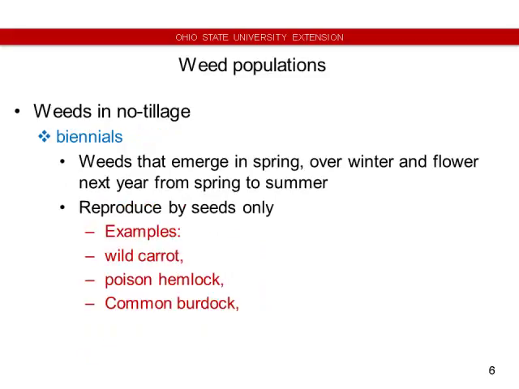Another group of weeds that come in as we transition to no-till as a possibility are biennial species, so species that take 2 years to complete their life cycle. So they'll emerge in 1 year of the growing crop and flower in the next year. Examples of those are wild carrot, poison hemlock, and common burdock. When I was a master's student up at Michigan State, I worked on controlling wild carrot. I always thought that it would become a bigger weed problem than what it really has, and I think Roundup Ready was one of the things that kept it down.